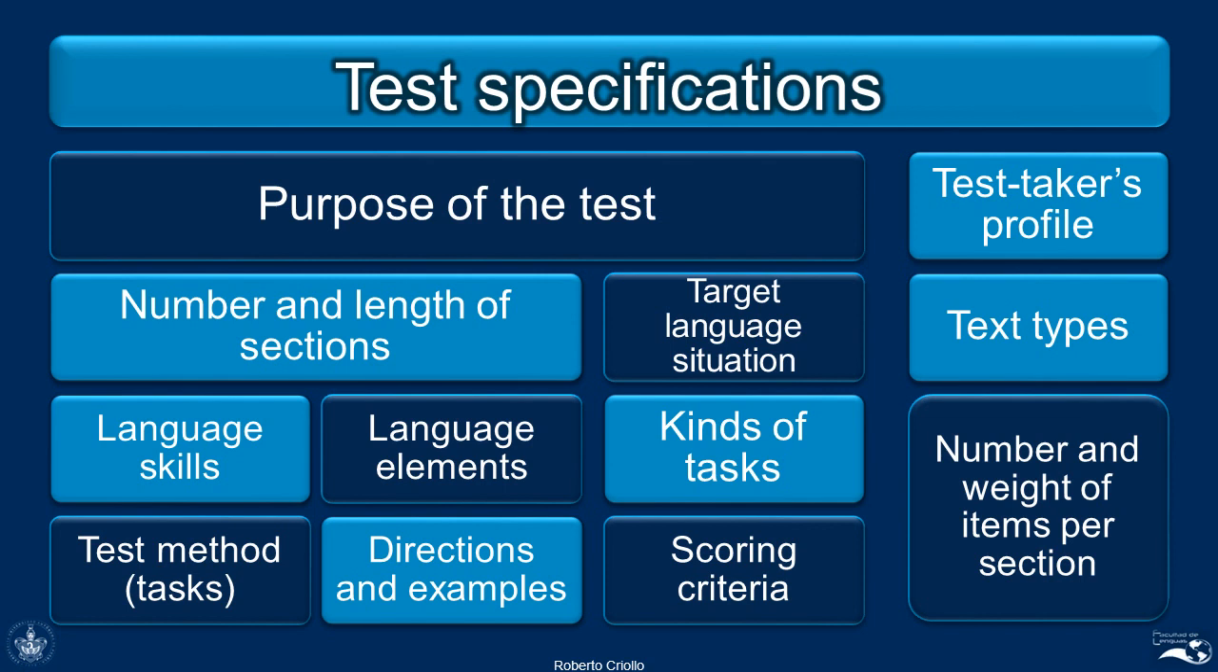So this refers to, is the test going to be norm-referenced or criterion referenced? Are some sections going to be scored in an objective or a subjective way? And what are the elements that the scorers, that the testers are going to use in order to decide if an answer is correct or incorrect?